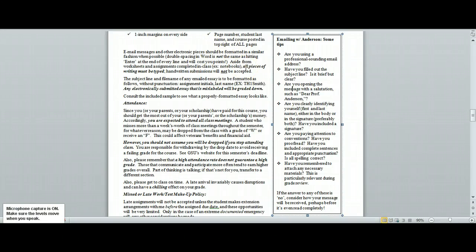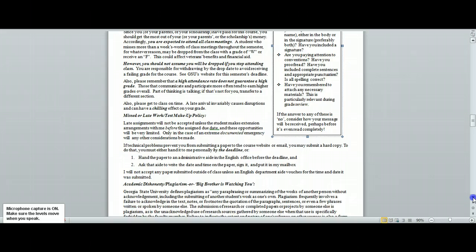Use a professional sounding email address. Make sure the subject line is filled out. Make sure that there's a good salutation there. Make sure that you're identifying yourself. Make sure there's a signature line. Make sure that you're proofreading, that you're reviewing this piece of material, that all the spelling is correct and all the sentence structure is good. And then make sure that if there are any attachments, that you've actually attached them. And I think that if you can just follow those pointers, then you'll be fine. So that's enough for our sidebar there.